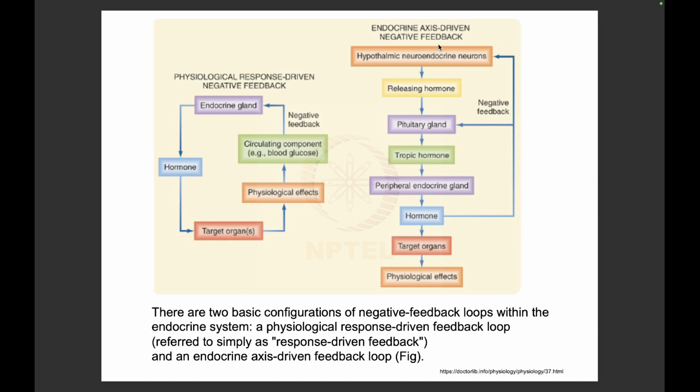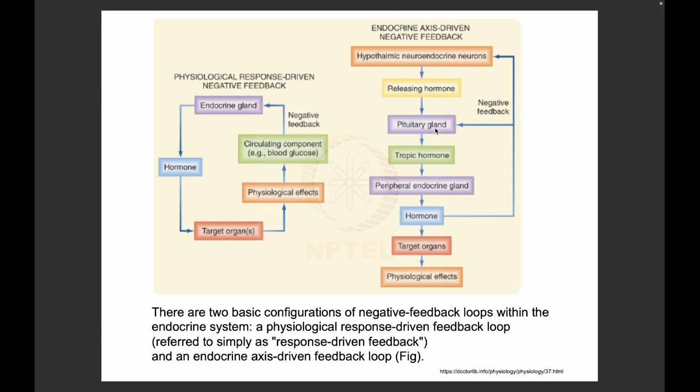Then this is the endocrine axis driven negative feedback. For example, these are the hypothalamic neuroendocrine neurons. The neurons release certain hormones that will act on the pituitary gland. The pituitary gland then releases the trophic hormone.